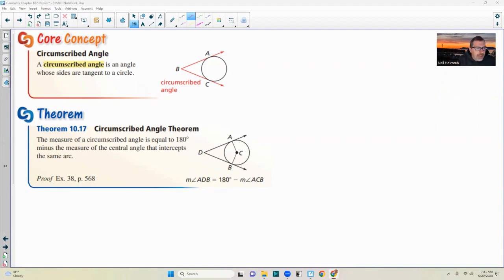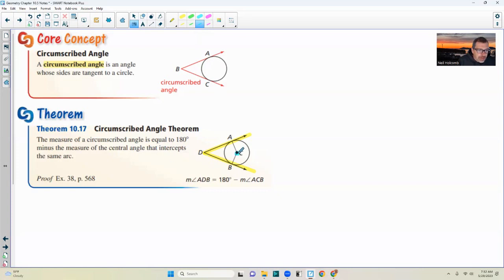So theorem 10.17, the circumscribed angle theorem, says the measure of a circumscribed angle is equal to 180 degrees minus the measure of the central angle that intercepts the same arc. Okay, so what they're saying is, let me highlight this. The measure of a circumscribed angle is equal to 180 minus the measure of the central angle. So if you have two tangents, then angle D is a circumscribed angle. So the measure of the circumscribed angle is equal to 180 degrees minus the measure of the central angle.